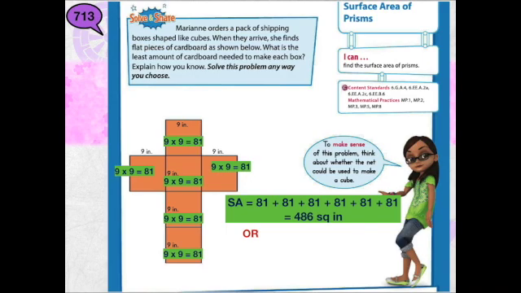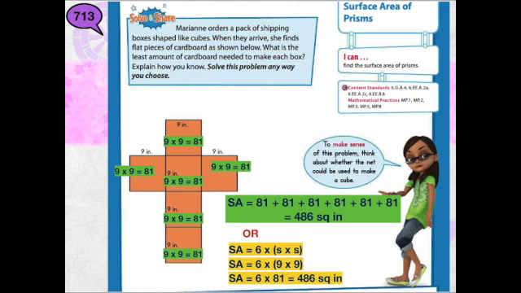So the surface area will be equal to 6 times the area for one side, which is side times side. So that is equal to 6 times 9 times 9. That will be equal to 6 times 81. So the surface area is equal to 486 square inches.